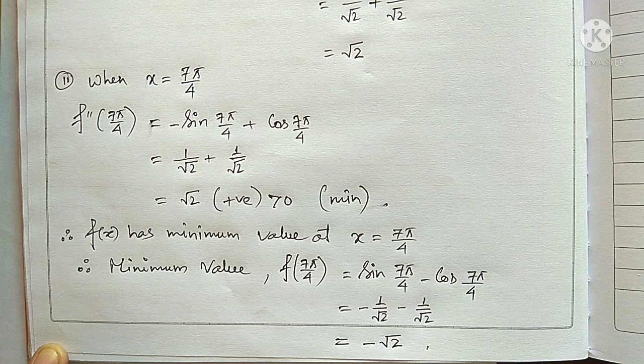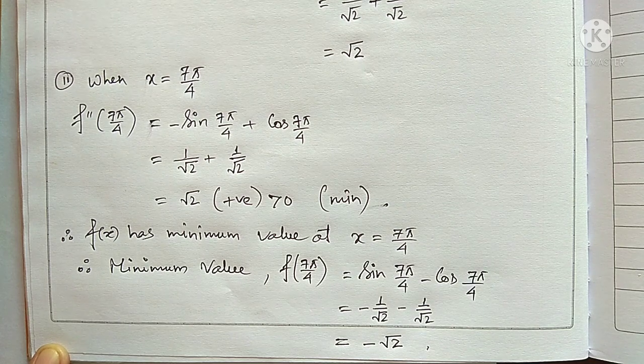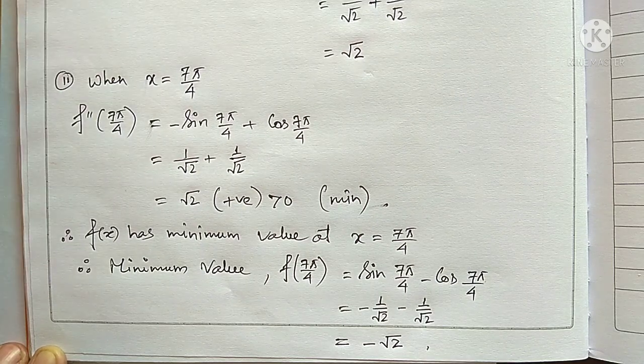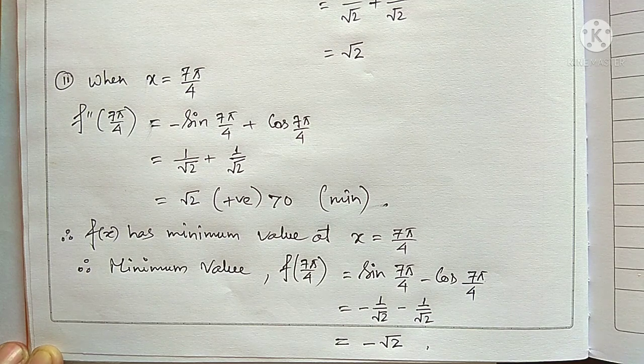So in this question we get two critical points: one is 3 pi by 4 and the other is 7 pi by 4. At 3 pi by 4 we get the maximum value, and the maximum value is root 2. When we take the critical point 7 pi by 4 we get the minimum value, and the minimum value is minus root 2. I hope all of you understood this one.